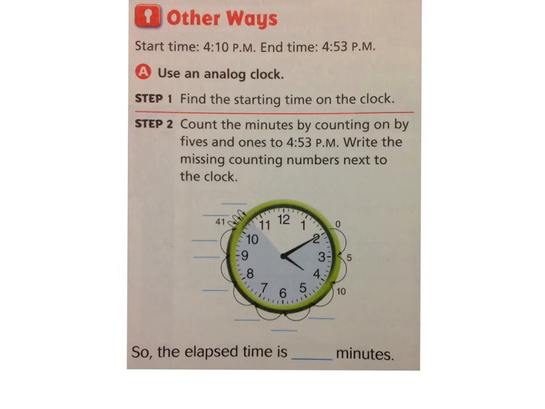Now I'm going to start at the start time and count by fives. 5, 10, 15, 20, 25, 30, 35, 40, and now I can no longer count by fives, so I need to count by ones. 41, 42, 43. So the elapsed time is 43 minutes.